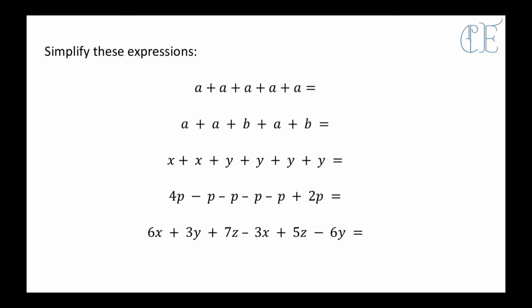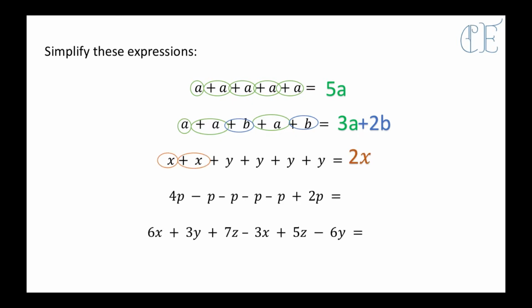Okay, if you've had a go, let's have a look through. The top one, we've got nice and easy. We've just got 5 a's. 1, 2, 3, 4, 5. Now the second one, we have 3 a's, and then we have 2 b's, and they're all positive, so it would be plus 2b. Number 3, we have 2 x's, and then 4 y's. So 2x plus 4y. They're all pluses, so there'll be no negatives in that one.